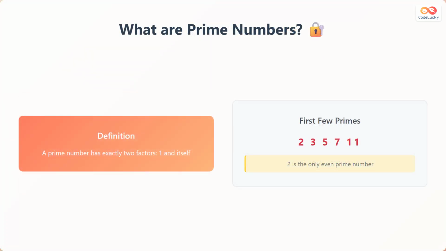Let's understand what prime numbers are. A prime number has exactly 2 factors, 1 and the number itself. The first few prime numbers are 2, 3, 5, 7, and 11. Also, note that 2 is the only even prime number.